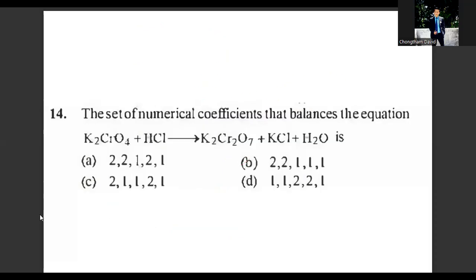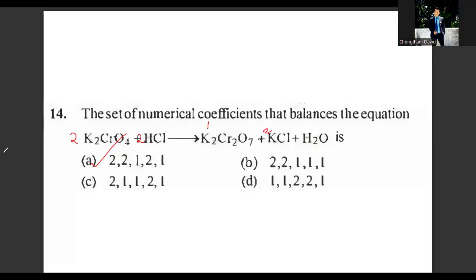Question number 14. The set of numerical coefficients that balance the equation. Potassium dichromate is mixed with HCl to form potassium chloride, chromium chloride and water. So let us balance this equation. If I write here 2, 2, 1, 2, 1, I hope the given sequence is balanced. That is option A. So I hope it is understood. Just balance and put the coefficients.